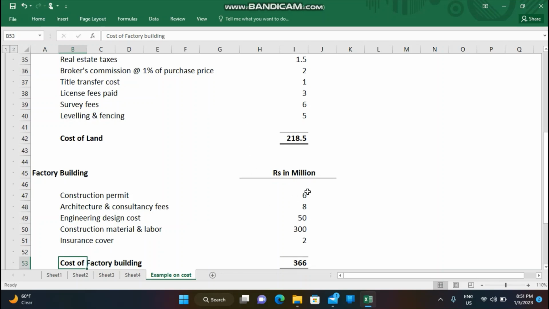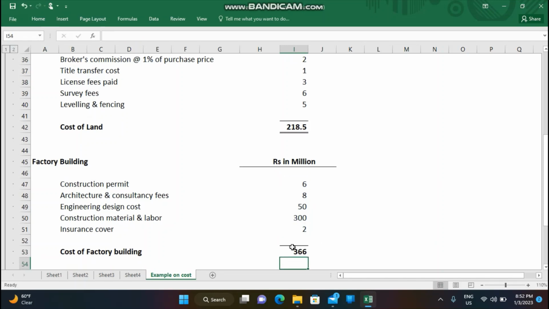Okay, so I've computed here the cost of factory building. First one was construction permit, rupees 6 million. Second was architecture and consultancy fees of rupees 8 million. Engineering design cost rupees 50 million. Construction material and labor 300 million. Insurance cover rupees 2 million. So it gives me a total cost of factory building equal to 366 million rupees.